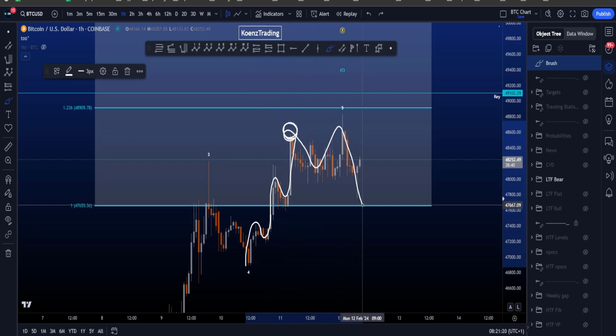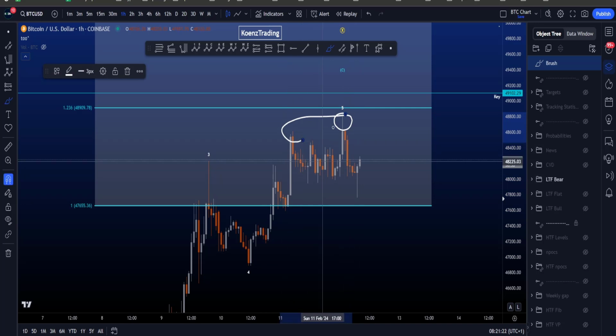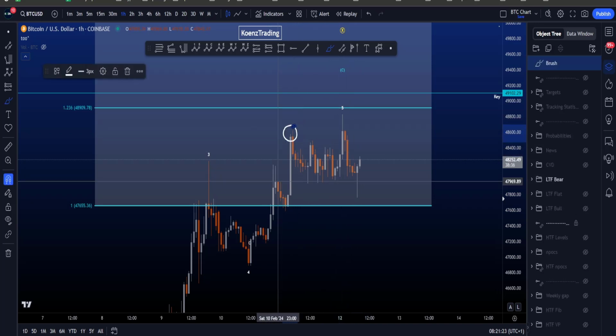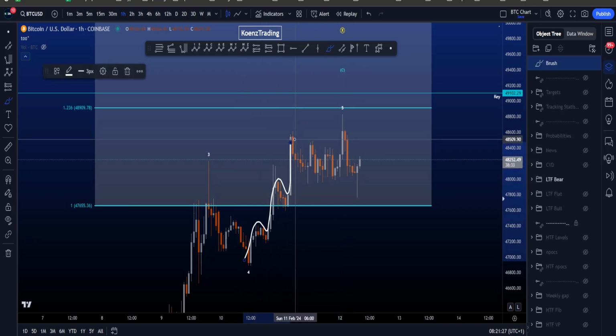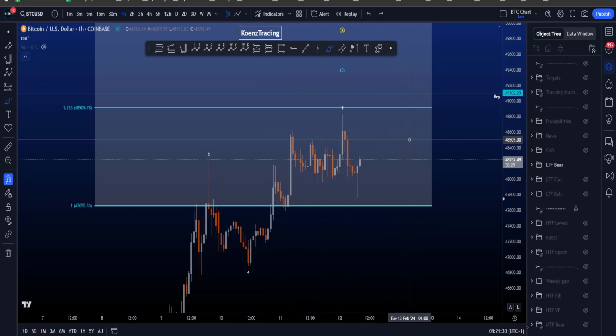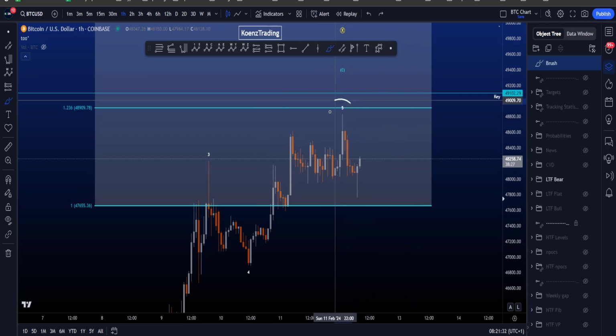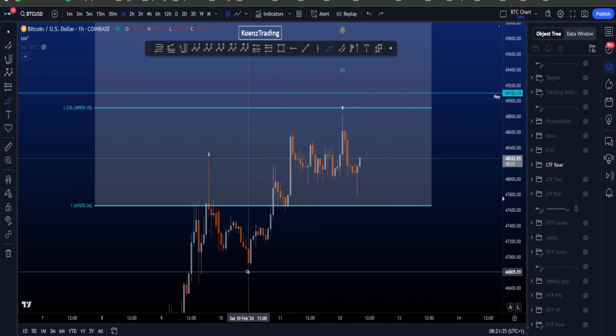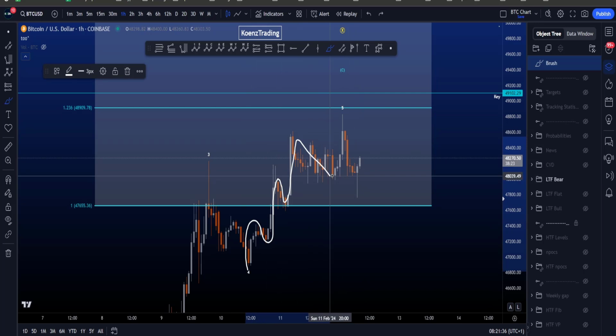And then this is a flat structure because we made another high above the end of a wave 5 then in a 1, 2, 3, 4, 5, which therefore means this is a corrective structure and probabilities are higher to move to the upside. If we want to try and end wave 5 here, then we need to count this as a 1, 2, 1, 2, 3, 4, 5.